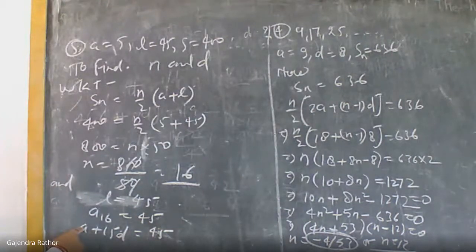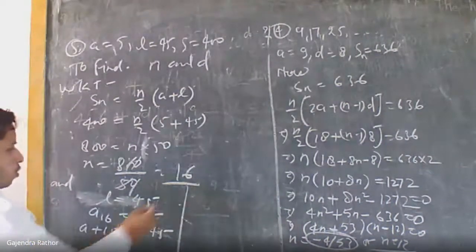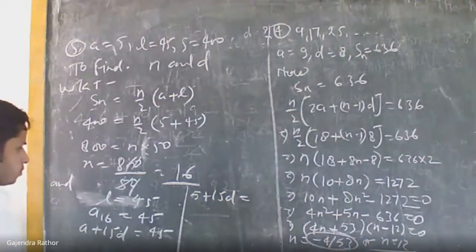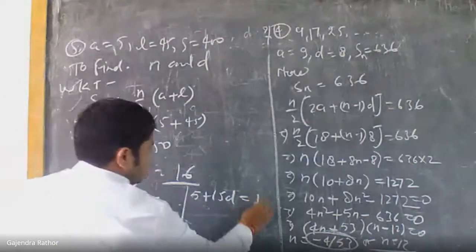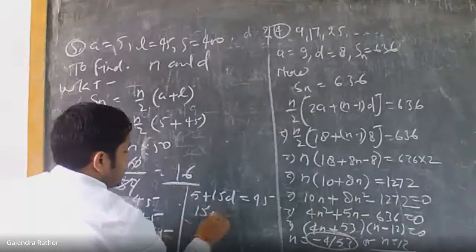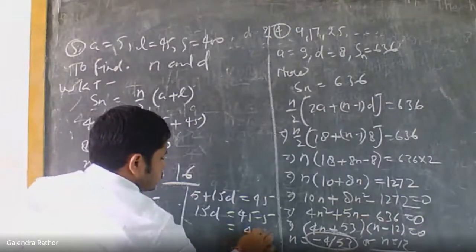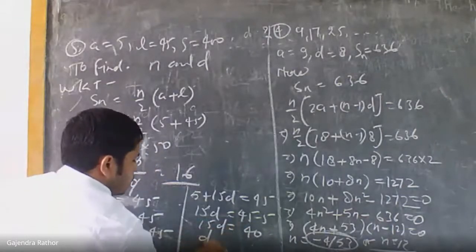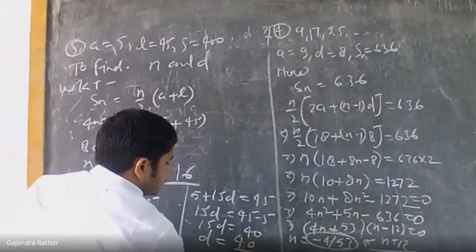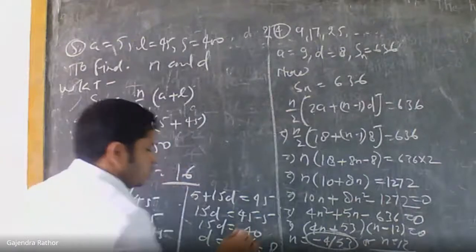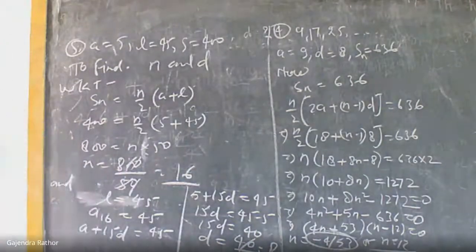What is the value of a? 5. So 5 plus 15d is equal to 45. Now 15d is equal to 45 minus 5. So this is 40. Now d is equal to 40 divided by 15. Dividing by 5, 40 becomes 8 and 15 becomes 3. So the value of the common difference is 8 by 3.